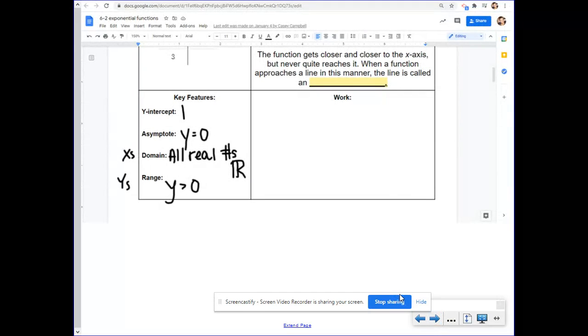I don't know what it means by work. We don't have any work to show. So we're going to move on.